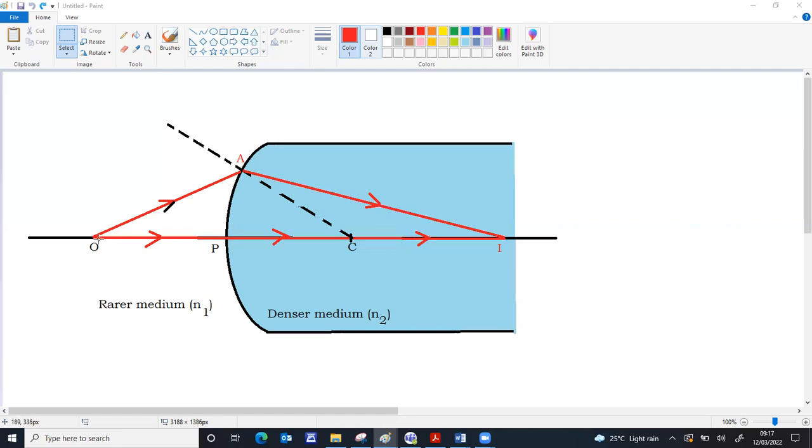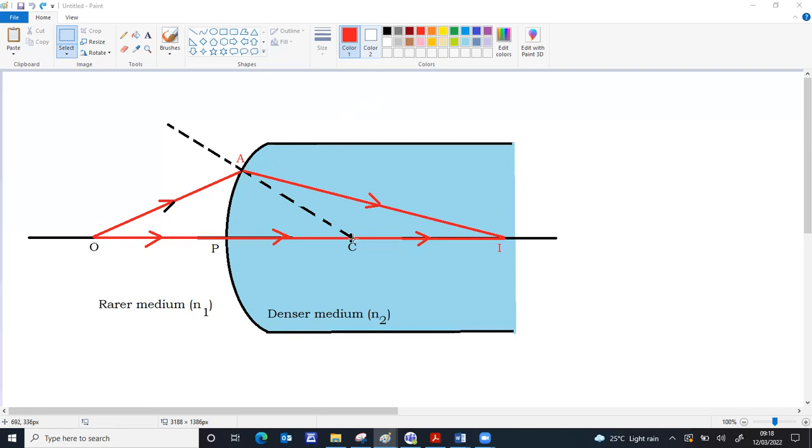Minimum two light rays you need. One light ray moving along the principal axis falls on the surface along the normal, so no refraction, it will go straight. Another light ray falls on any point on the curved surface, this is a convex spherical surface, can be down or top anywhere. Instead of going straight, since the light is moving from rarer to denser medium, it bends towards the normal from the straight path.